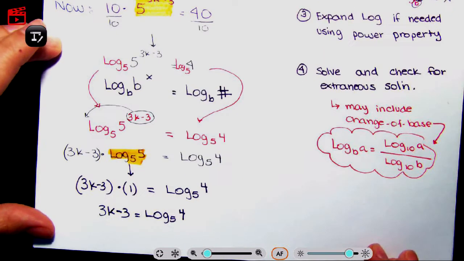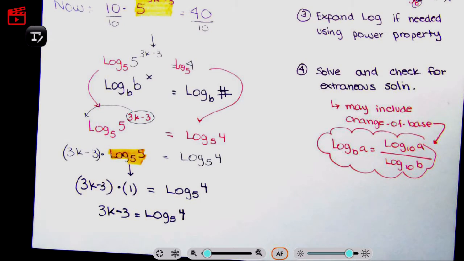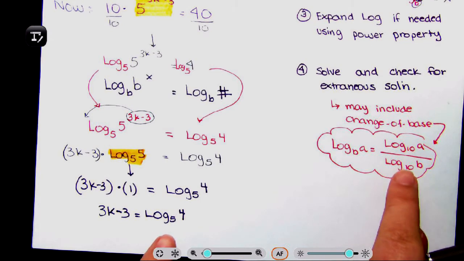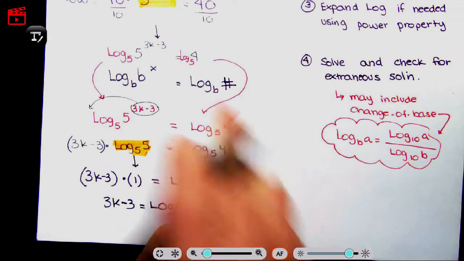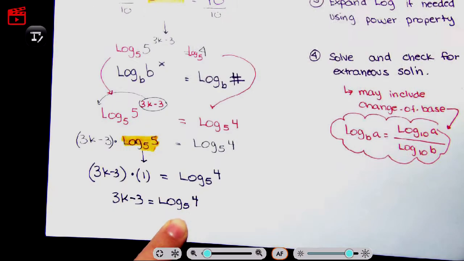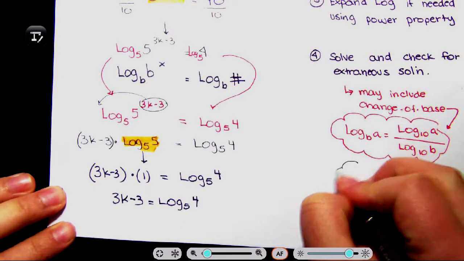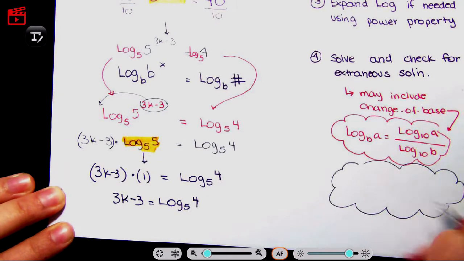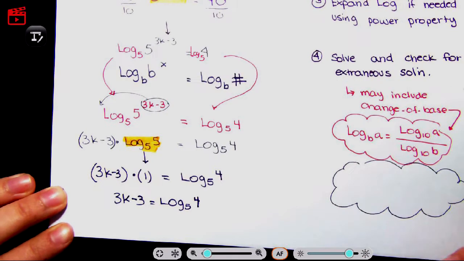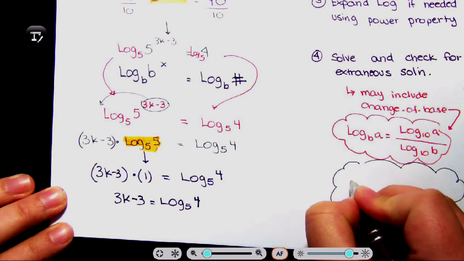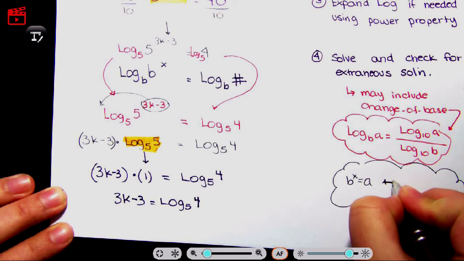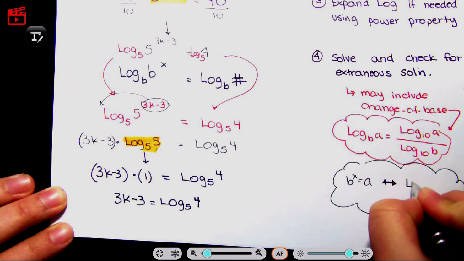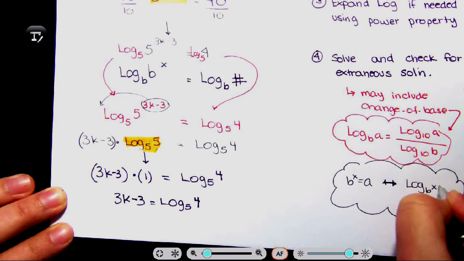So how do we solve this? You can use the change of base formula. You can also revert back to exponential form, if that helps you solve it. So let me write out the golden rule. b to the x is equal to a. Here's my double-sided arrow. And I have log base b of a equal to x.